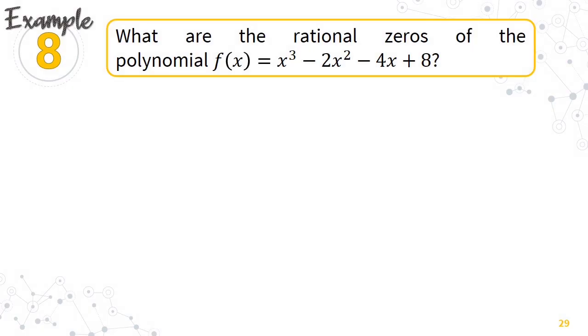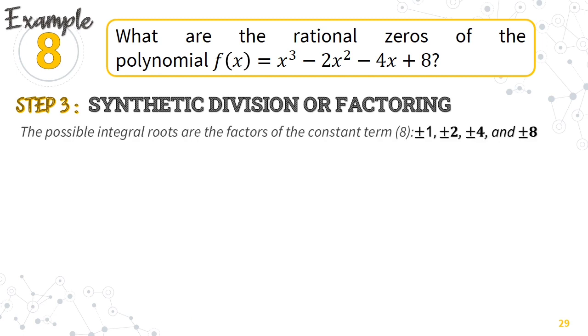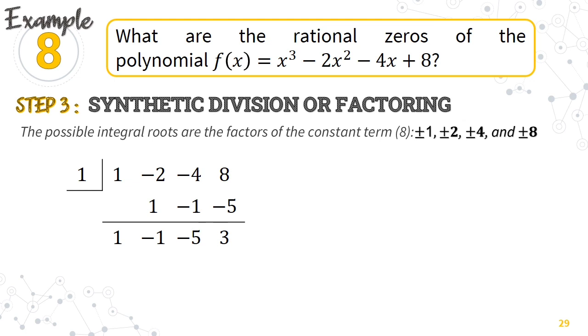For step number 3, we have to test the possible roots using synthetic division, then factor if possible. Using synthetic division, let us test if positive 1 is a root of the given function. If c is equal to 1 and the numerical coefficients of the given function are 1, -2, -4, and 8, we have the synthetic division process as shown below. Since the remainder is 3, 1 is not a root of the given function. Therefore, let us choose another one.